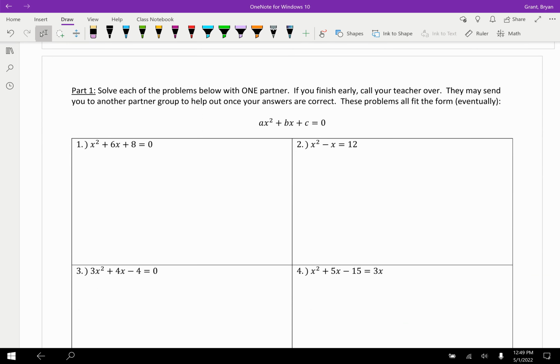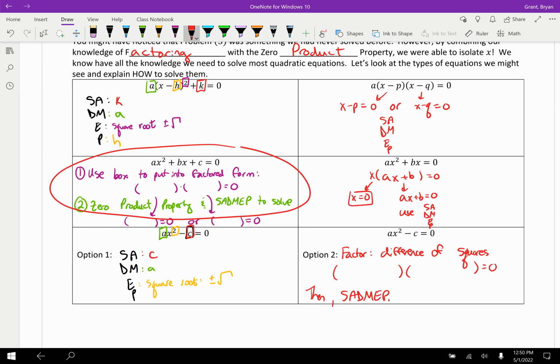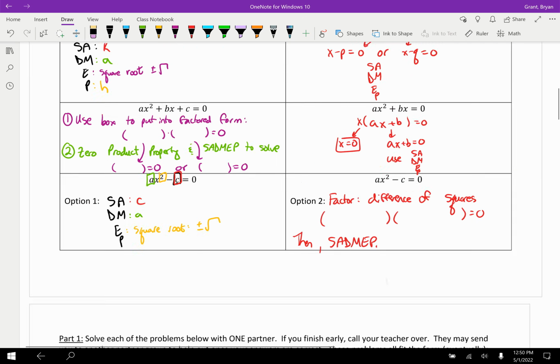Our first set of problems are going to be done with one partner. And this first set is going to be that ax squared plus bx plus c type of problem. We can see this right here. So we're going to be putting them into factored form, lots of box practice, and using that zero product property.